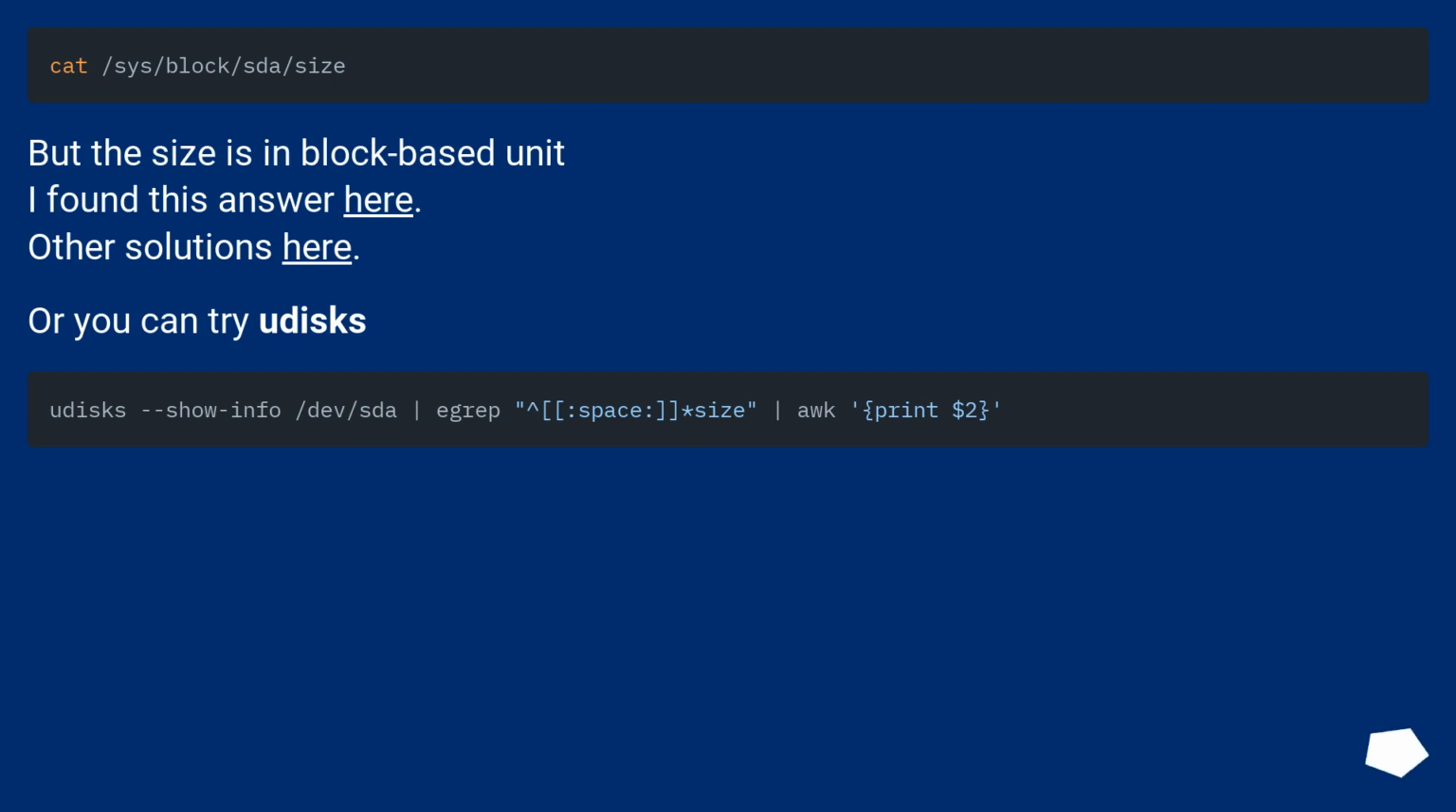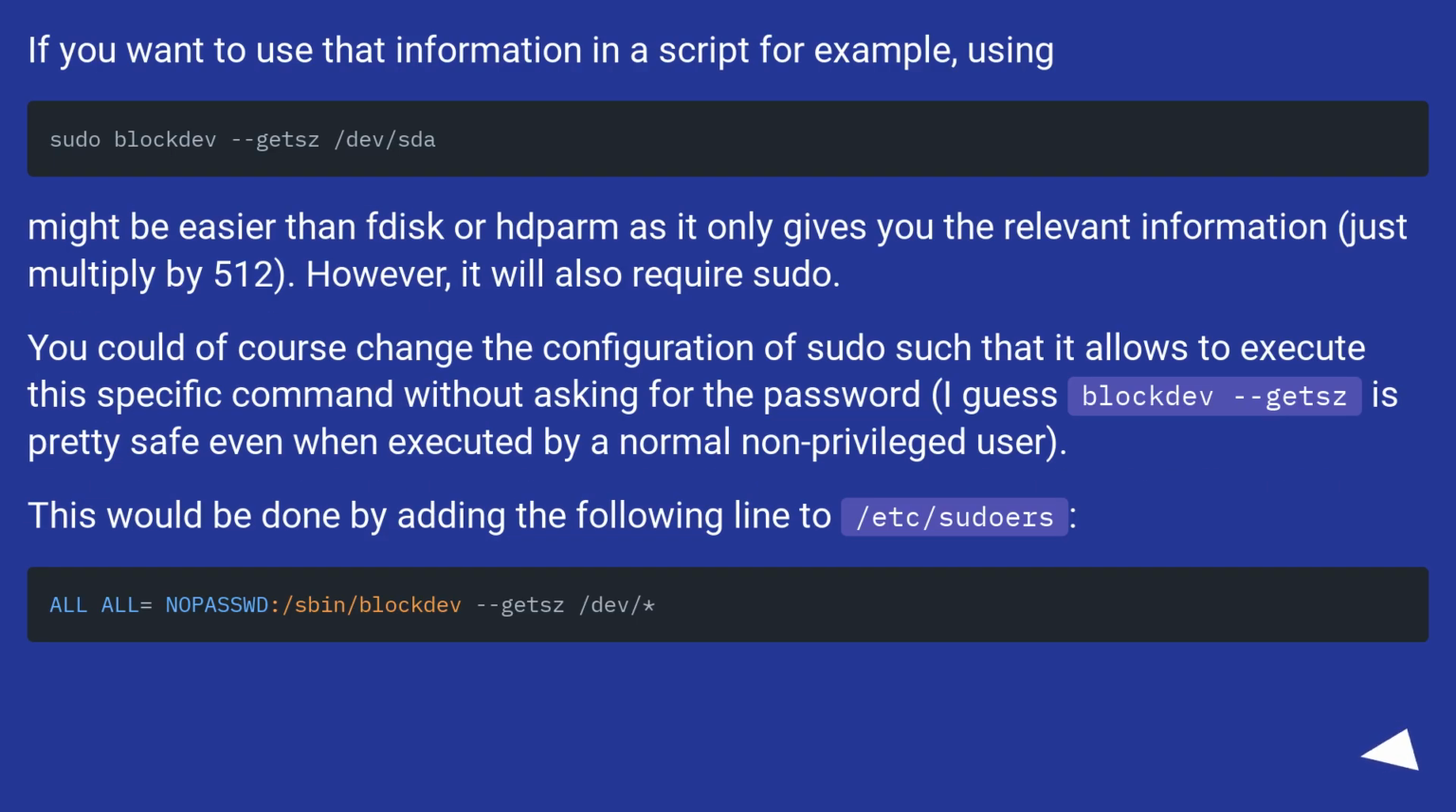I found this answer here. Other solutions here. Or you can try udisks. If you want to use that information in a script, for example, using blockdev might be easier than fdisk or parted, as it only gives you the relevant information, just multiply by 512. However, it will also require sudo.